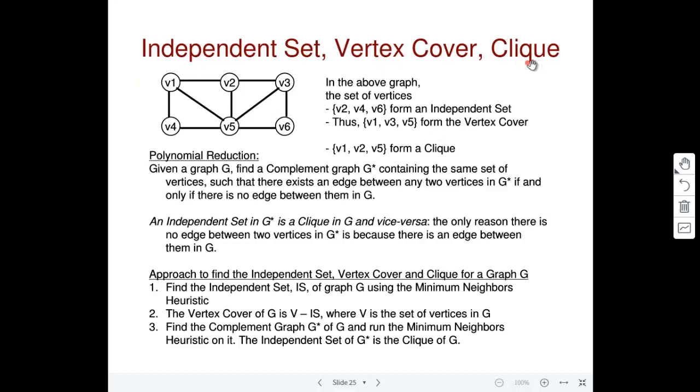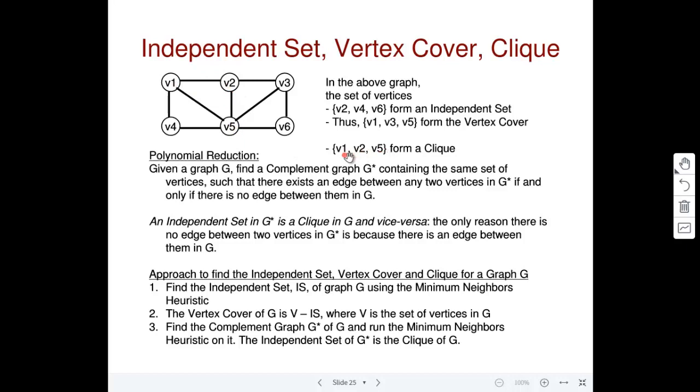Now what is the third thing? The third thing is called the clique. A clique by definition is a subset of vertices such that you have an edge between any two vertices in that set. So in this graph I can say v1, v2, v5 is a clique of size 3, because there are 3 vertices in this clique.